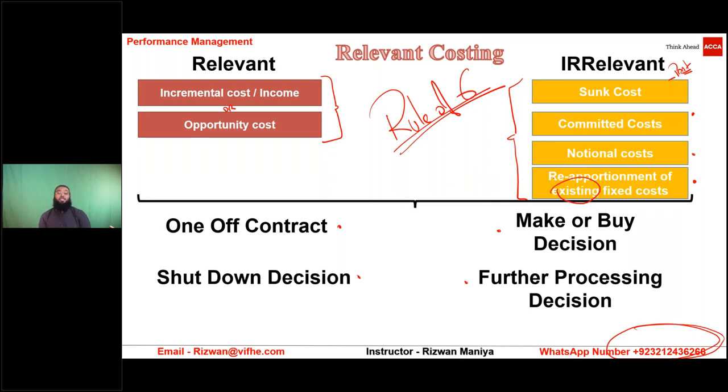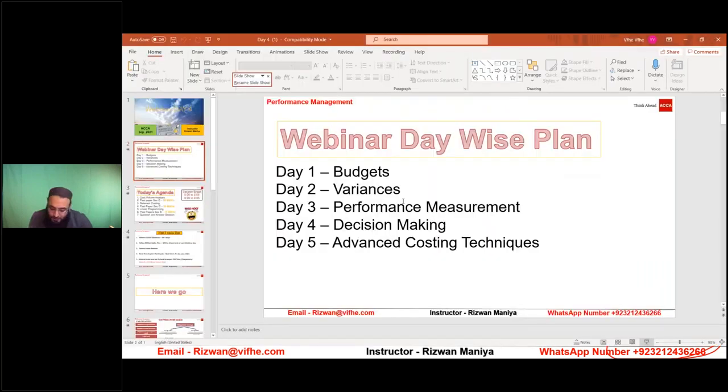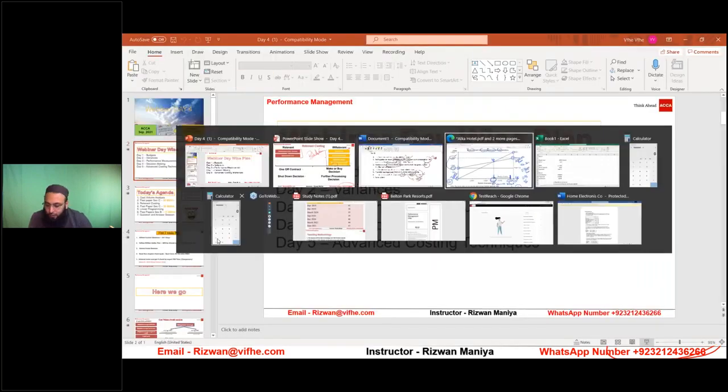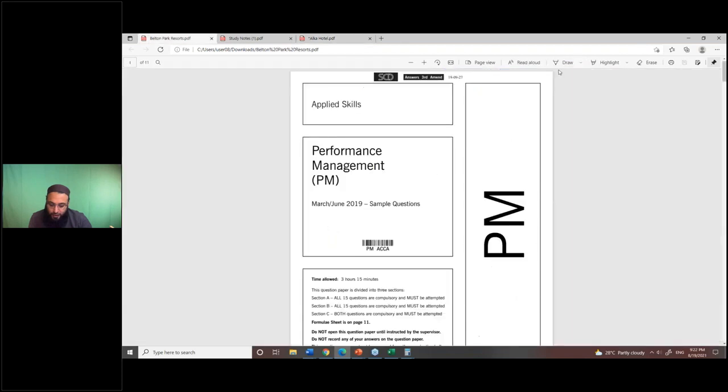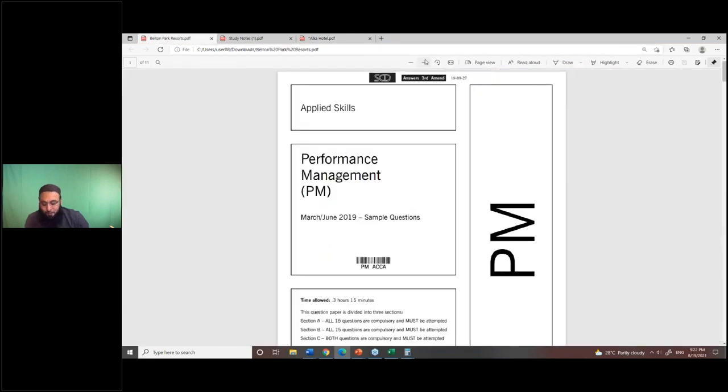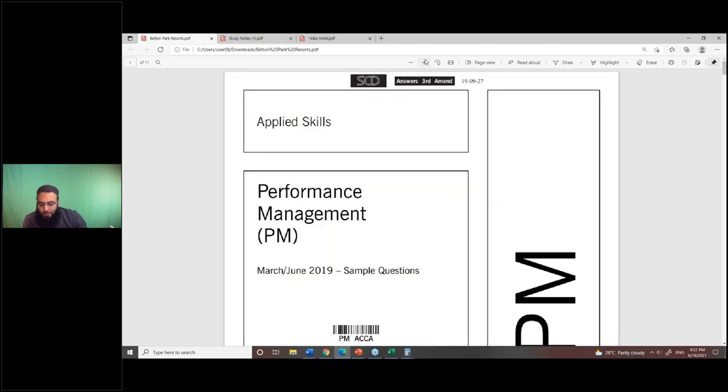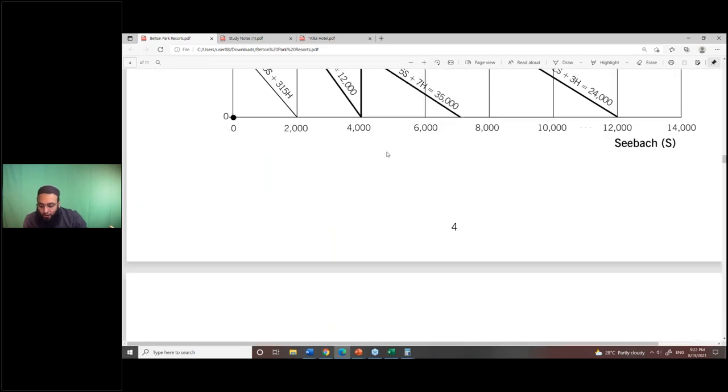So the rule of 6 is what you have to keep in your mind. If you remember this, it's a game changer. Any question you can solve through the rule of 6. Let's start with a decision and see how this rule of 6 will benefit you. The question I've chosen today is Belton Park Resort, a very good question where you can openly use relevant costing principles.